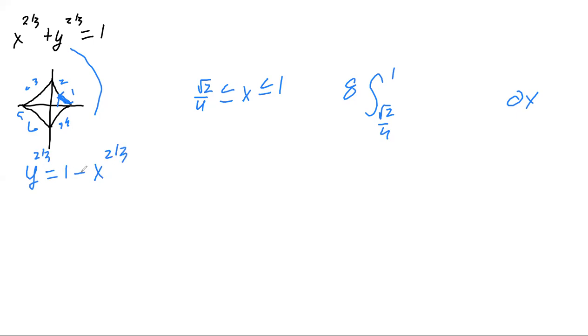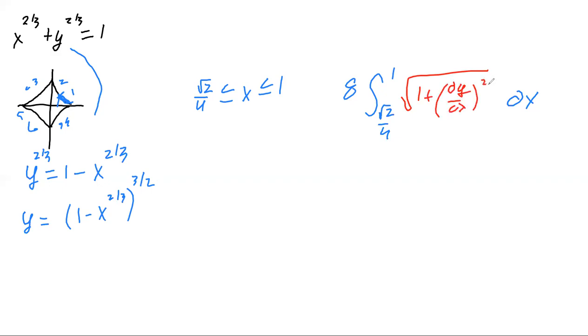If we raise both sides to the reciprocal power, we have y equals 1 minus x to the 2/3 to the 3/2 power. Now, if we take the derivative of this, because we're going to square 1 plus dy dx squared, we want to take the derivative. So dy dx is going to be bring the 3/2 down to 1 minus x to the 2/3. Subtract 1, that's going to be the 1/2 power.